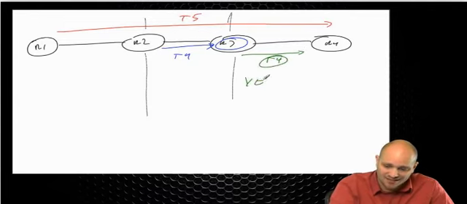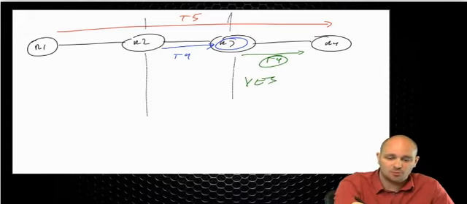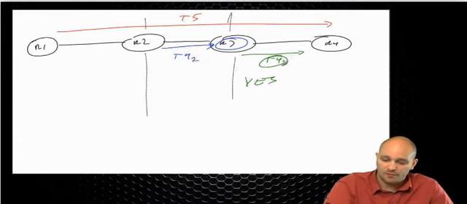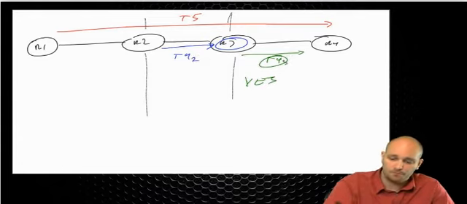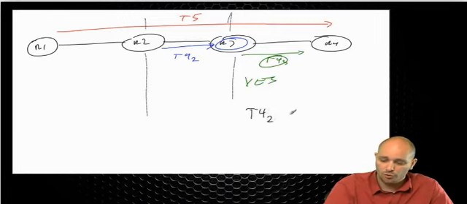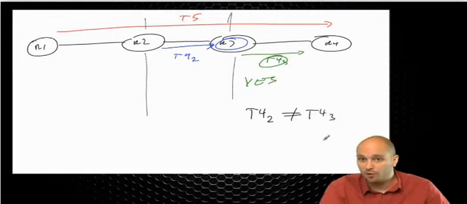Yes, the answer is yes. This type 4 is not the same as this one here. So let's call this type 4 from R2, and this is type 4 from R3. So type 4 from R2 is not the same as type 4 from R3. They are going to be very different.